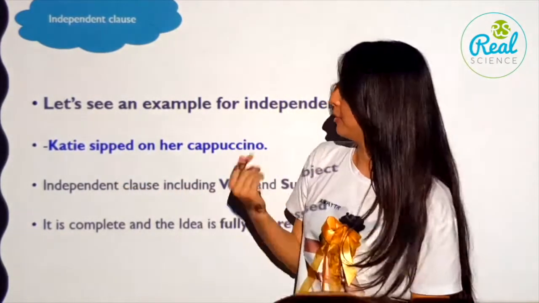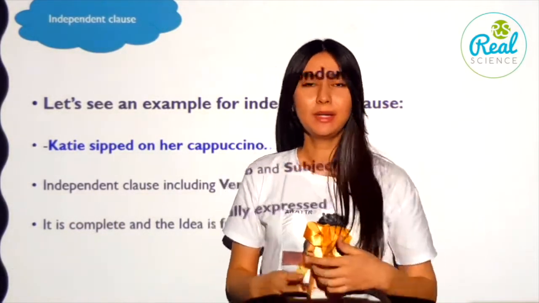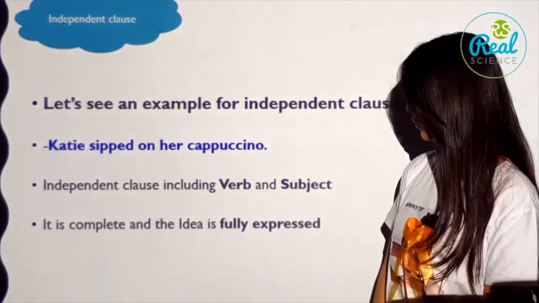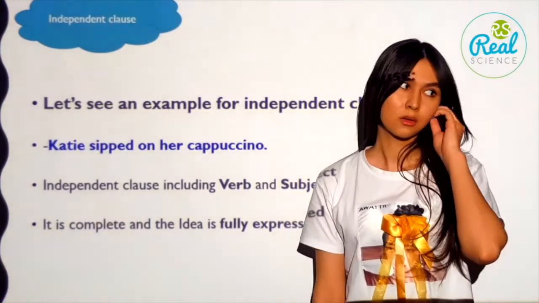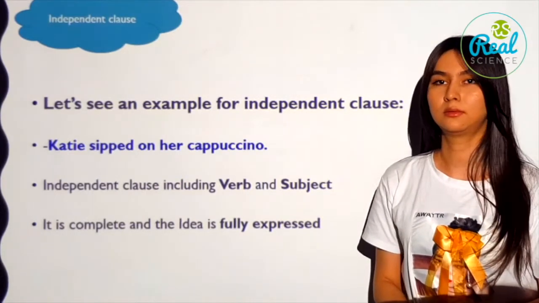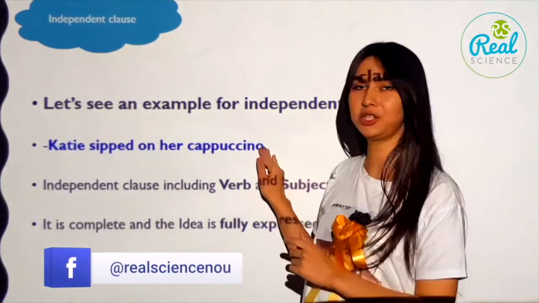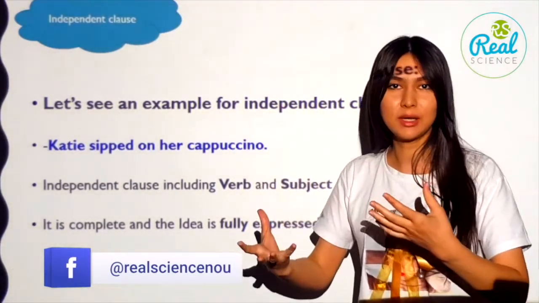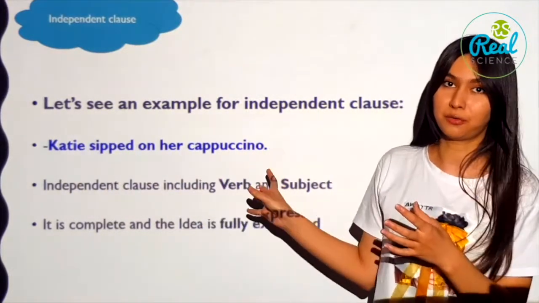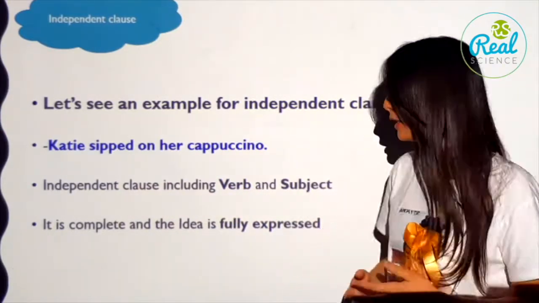Okay. Katie sipped on her cappuccino. Is it an independent clause or a dependent clause? Independent. Yes, it is independent. Why is it independent? Because it has a subject and it has a verb. One subject and one verb. Katie, what? Sipped. Okay, good. It has a subject and a verb, and it is a finished sentence. The idea is fully expressed. There is nothing which is not full. All of the things are finished. All of the things are full. So the idea is also understandable.